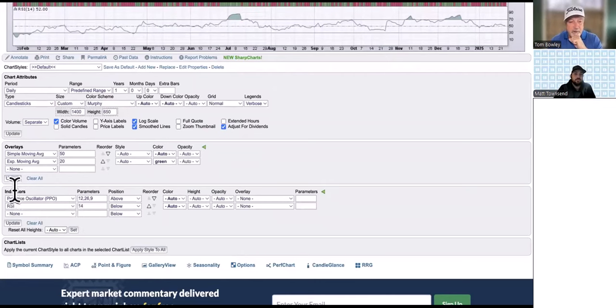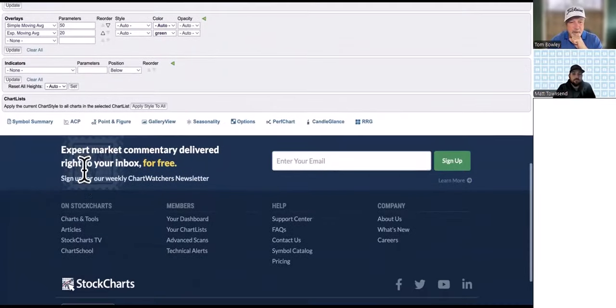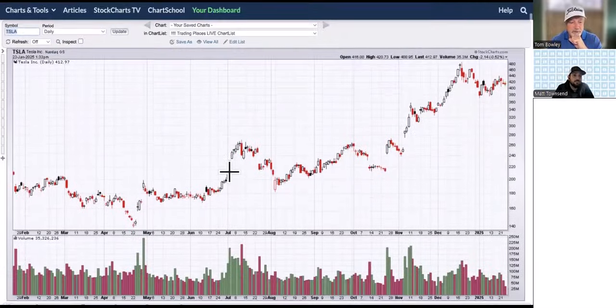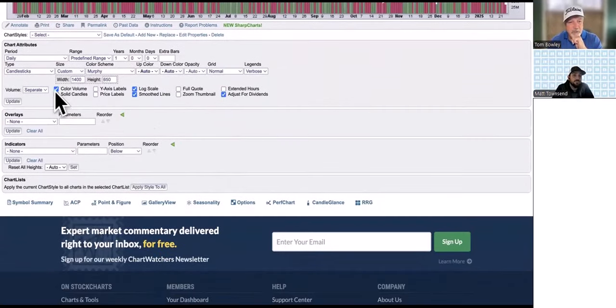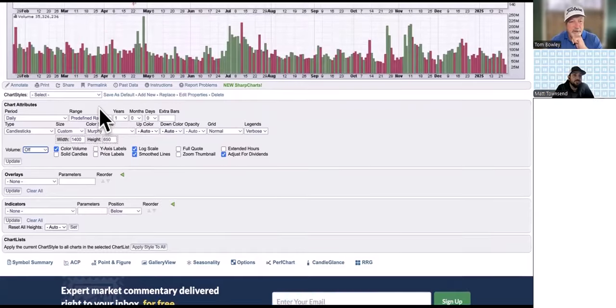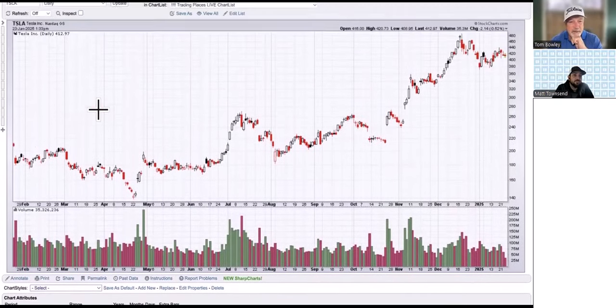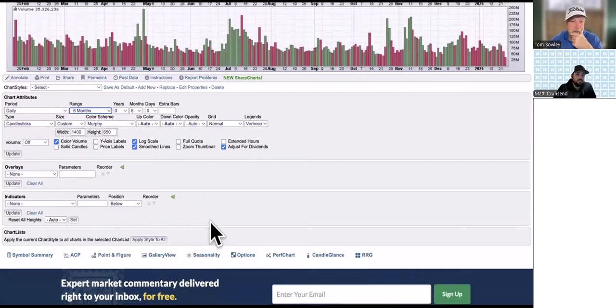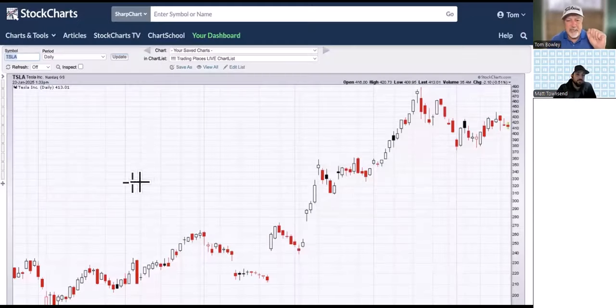So I don't care about these indicators. I'm going to clear those. I don't care about the moving averages. I'm going to clear those. Don't care about volume. I'll get rid of that. I've got my candlesticks. Then just pick, do you want it for a year? What's your time frame? I'll pull up 6 months. Could be a year. But anyway, so then I update this chart.